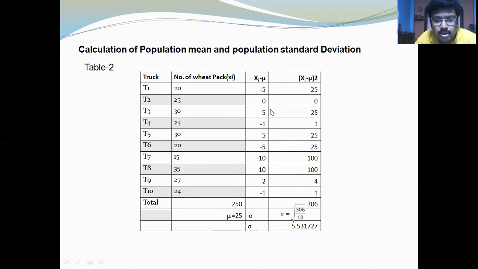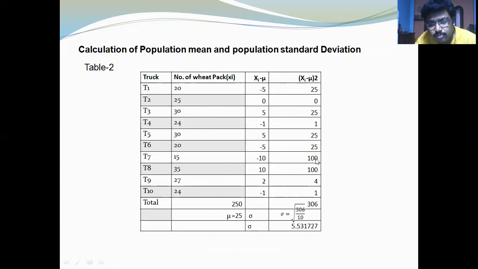Now this is xi. It means 20, and mu is 25, so minus 5 is here. Xi is 25, mu is 25, so 0 is here. Xi is 30 and mu is 25, so 5 is here. Xi is 15 and mu is 25, so minus 10 is there. Xi is 24 and mu is 25, so minus 1 is there. So the xi minus mu values are these.